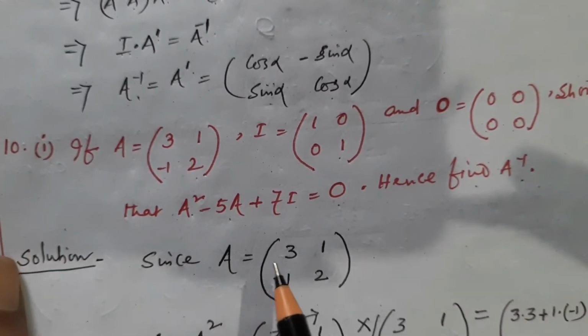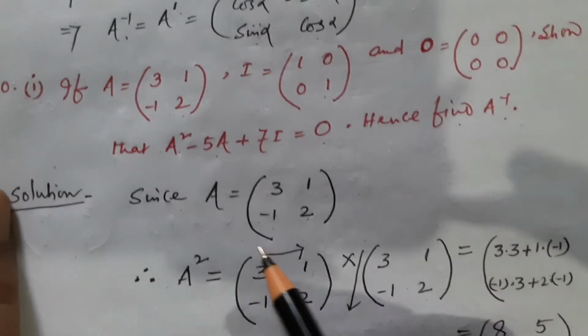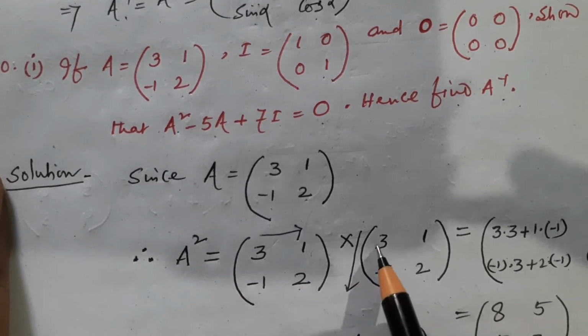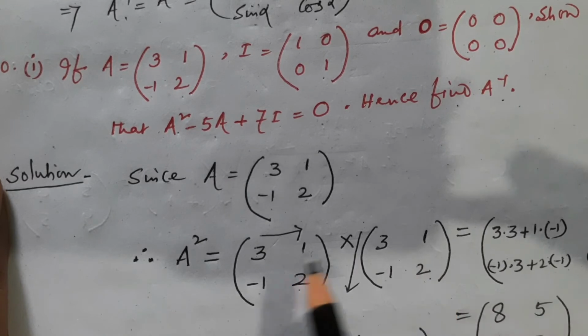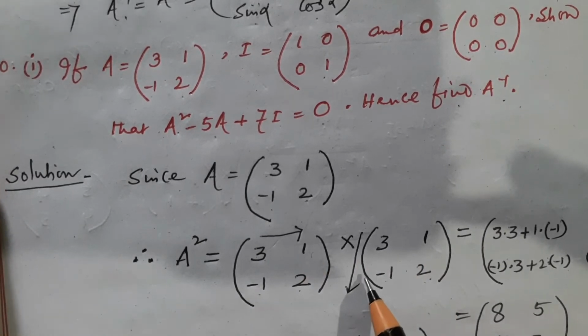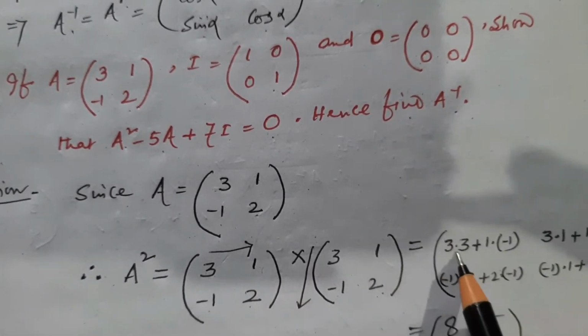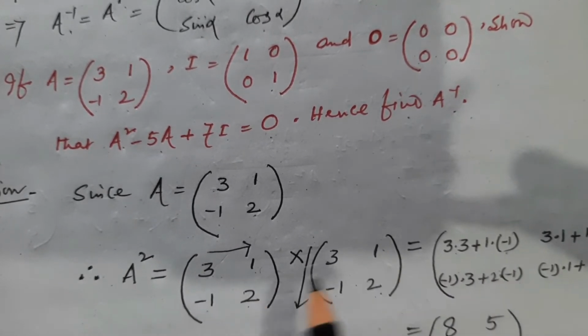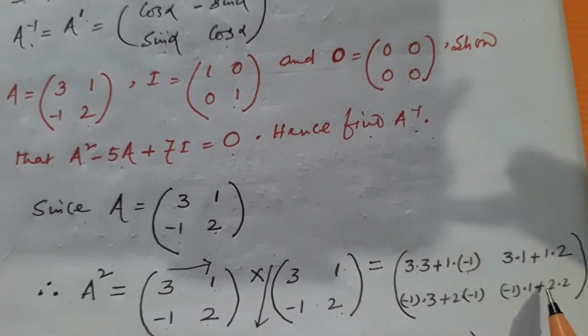Since A equals to [3 1; minus 1 2], therefore A square that is equals to [3 1; minus 1 2] into [3 1; minus 1 2]. So row multiplied with the corresponding column, we get 3 into 3 plus 1 into minus 1, 3 into 1 plus 1 into 2.